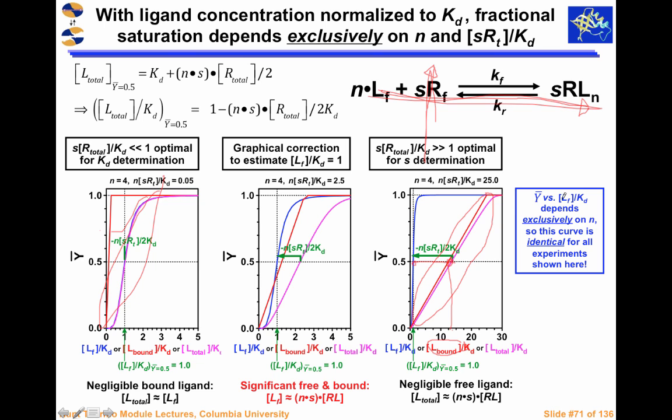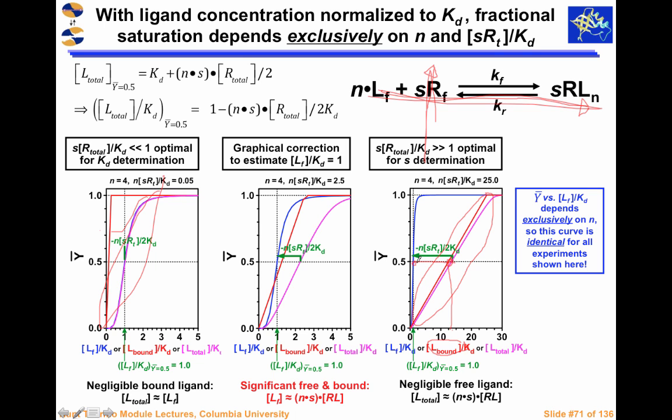Y bar versus LF over KD depends exclusively on N, right? The fractional saturation as a function of free ligand doesn't care about receptor. This is a universal underlying relationship that holds for receptors binding ligands at equilibrium. Y bar versus LF over KD depends on N and nothing else. The free ligand concentration at a given fractional saturation is always the same, irrespective of the amount of receptor, right? Free ligand versus fractional saturation, the blue curve, is always the same, numerically, quantitatively identical, irrespective of bound receptor concentration. So that blue curve is always the same.